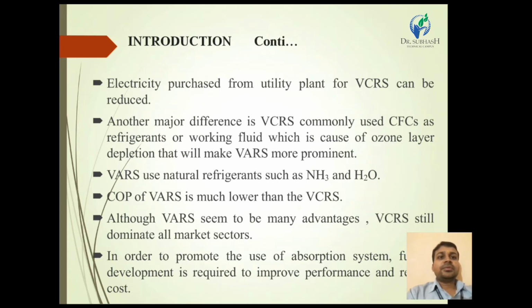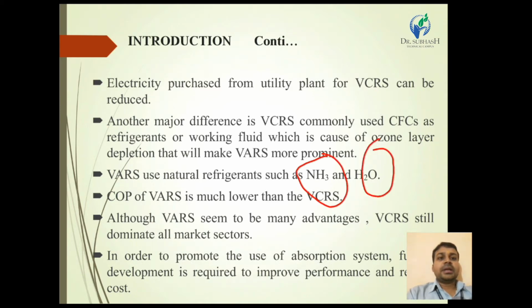Another major difference: in VCRS, CFC is commonly used as the refrigerant or working fluid in the cycle, which causes ozone depletion, and this is more prominent. VARS uses natural refrigerants such as NH3 and H2O. The VARS system uses NH3 and H2O. NH3 is the main refrigerant and H2O is the absorber.